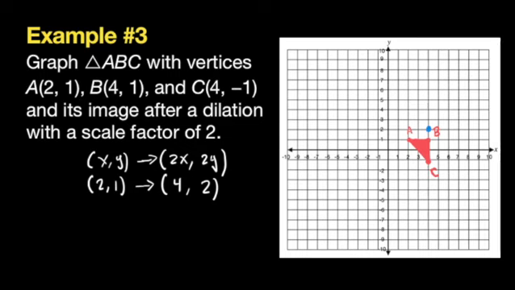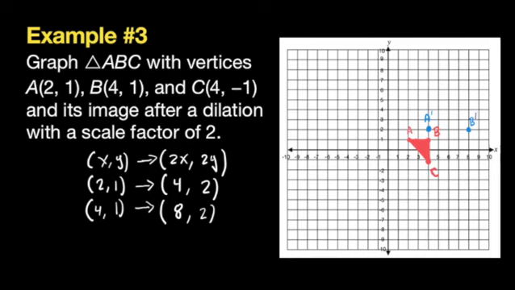The next point is going to be 4, 1. When we multiply by the scale factor of 2, 4 times 2 gives us 8. 2 times 1 gives you 2. So our next point is going to be at 8 and 2. So this is A prime and this is B prime.